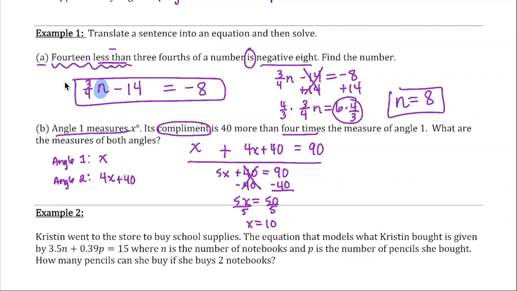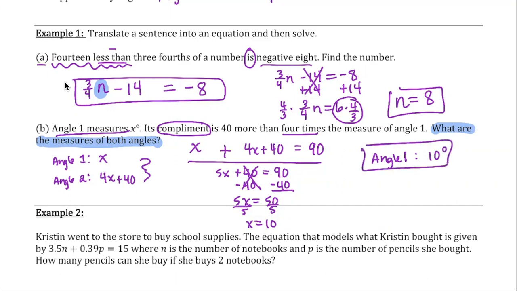Now we do want to be careful that we pause and ask, am I actually answering the question? If I look at this last statement, it says, what are the measures of both angles? Well, you're probably saying, why do we need to just solve that? Well, to find the actual measurements, we need to know what x is. Since angle 1 is measuring whatever x is, now that I know x equals 10, I know the measure of angle 1 is 10 degrees.